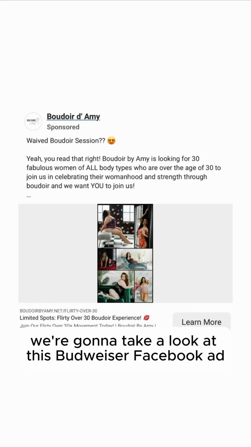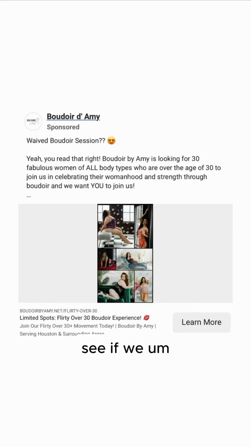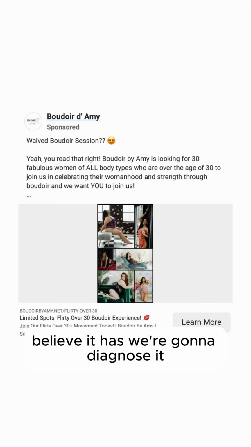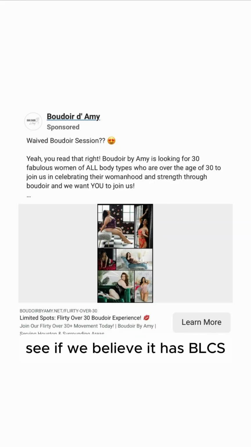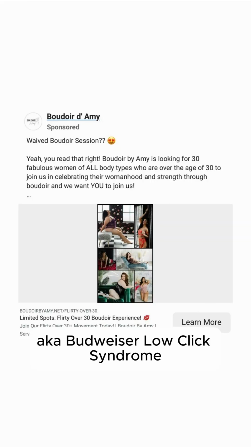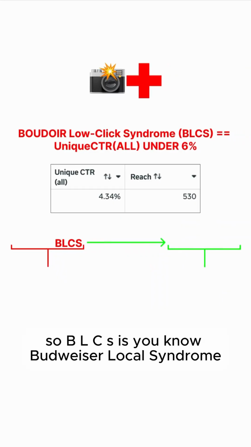All right, y'all, we're going to take a look at this Boudoir Facebook ad. We're going to diagnose it, see if we believe it has BLCS, aka Boudoir low click syndrome. So BLCS is Boudoir low click syndrome.